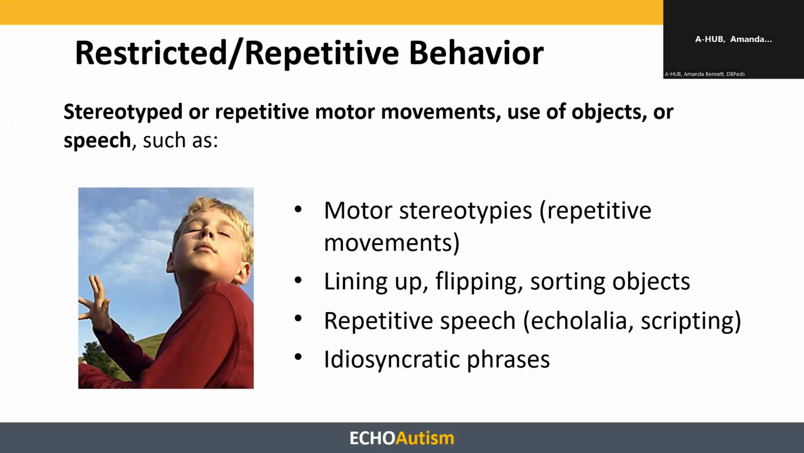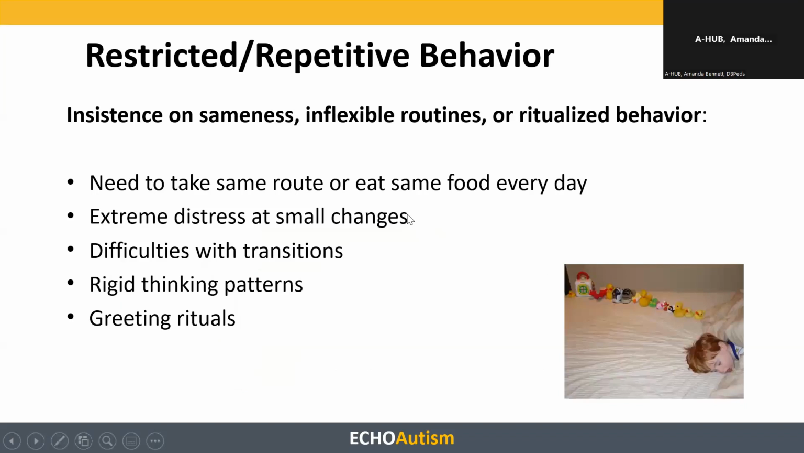Being repetitive with objects, so the way Judy was describing Amir flipping the car and spinning the wheels, or for some kids it might be lining up or sorting objects. Being repetitive with your speech. So sometimes as children begin to develop speech, when they've had a delay, if they have autism, they may have more repetitive use of speech when they do start to talk, or they may have unusual phrases, kind of made up words, or things that they say that wouldn't make sense to the average person. Next slide.